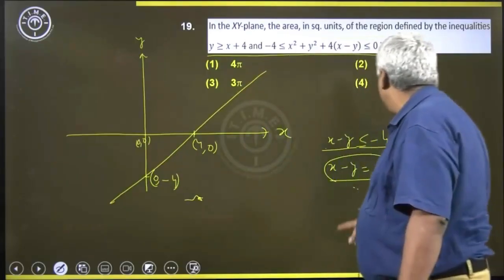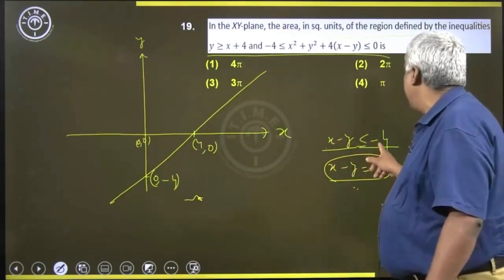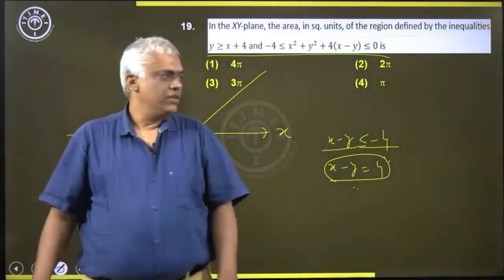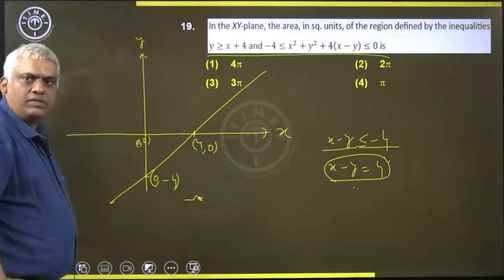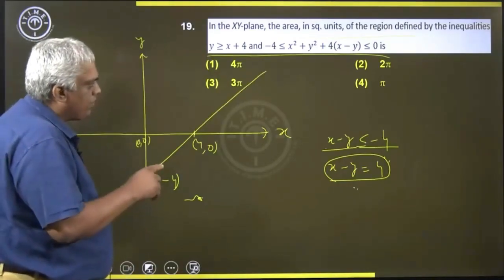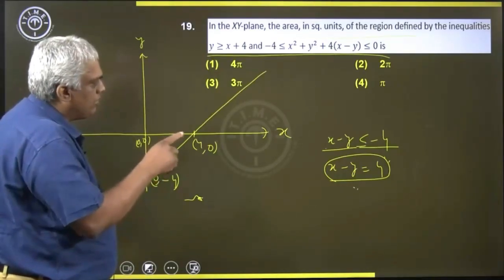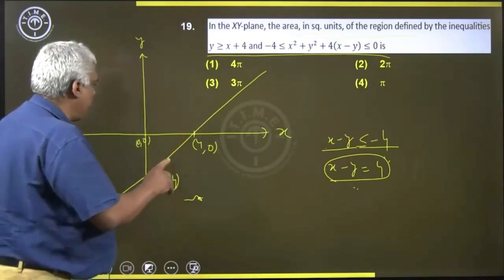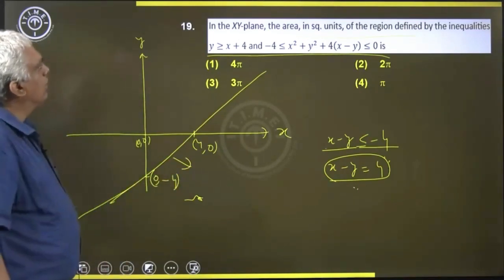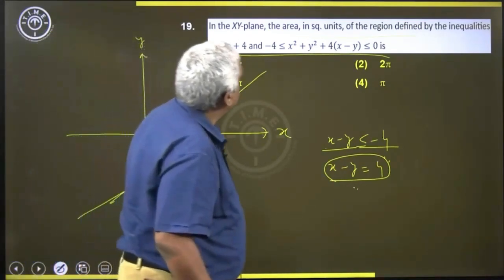Is 0, 0 satisfying this equation? 0 minus 0 less than minus 4. 0 is less than minus 4, it is not satisfying. So, basically 0 is less than minus 4 will not be satisfied. So, we have to go outside this line, okay.